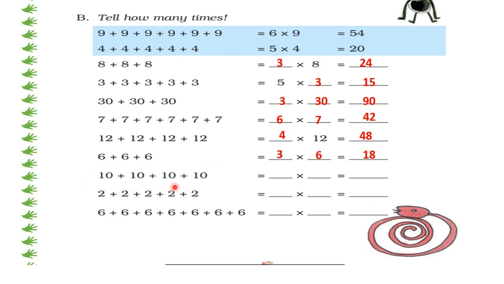Now 10 plus 10 plus 10 plus 10. 4 times 10s. 4 times 10s is equal to 40. Now 2 plus 2 plus 2 plus 2 plus 2. How many times? 5 times. So let us write 5 times 2 is equal to 10. Now 6 plus 6 plus 6 plus 6 plus 6 plus 6 plus 6. How many times? Let us count. 1, 2, 3, 4, 5, 6 and 7. So let us write 7 times 6 is equal to 42.